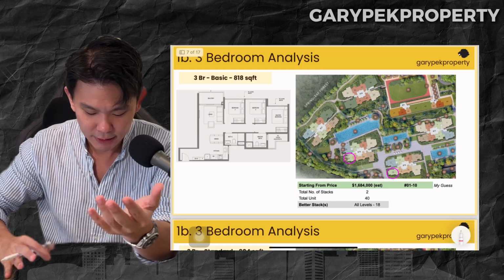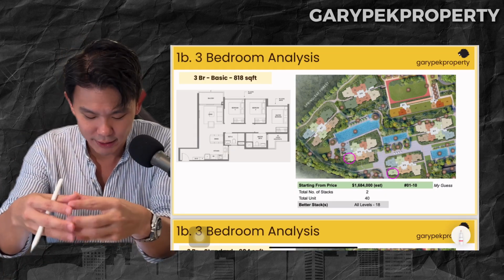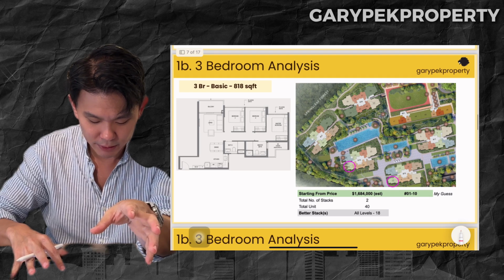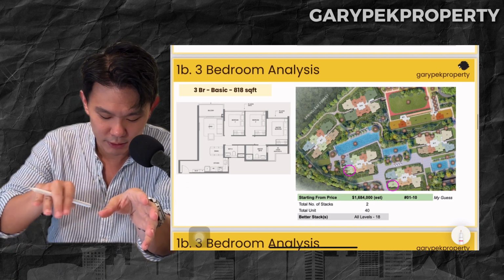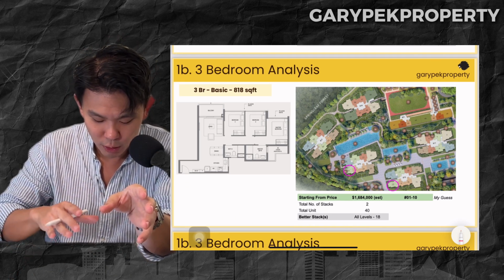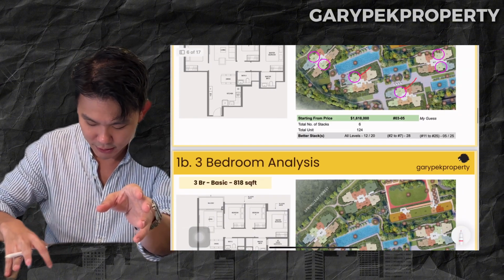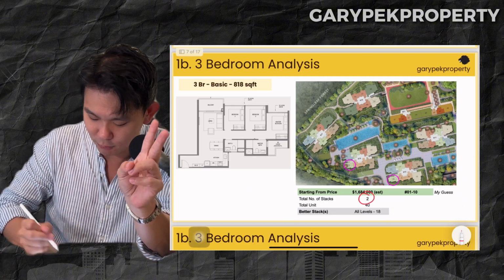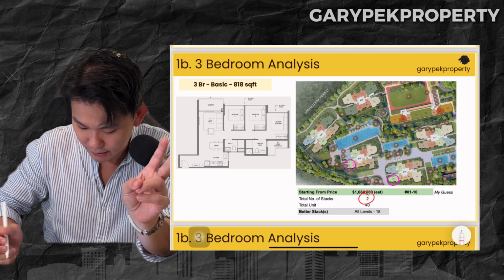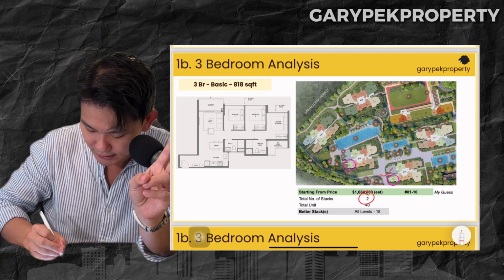Another basic layout that is available is 818 square feet. It's slightly different because there is a little privacy corner, so when you walk in, you don't walk directly into the kitchen as compared to the 786 unit. Okay, there are only 2 stacks available for such a unit type. They are namely stack 10 and stack 18.